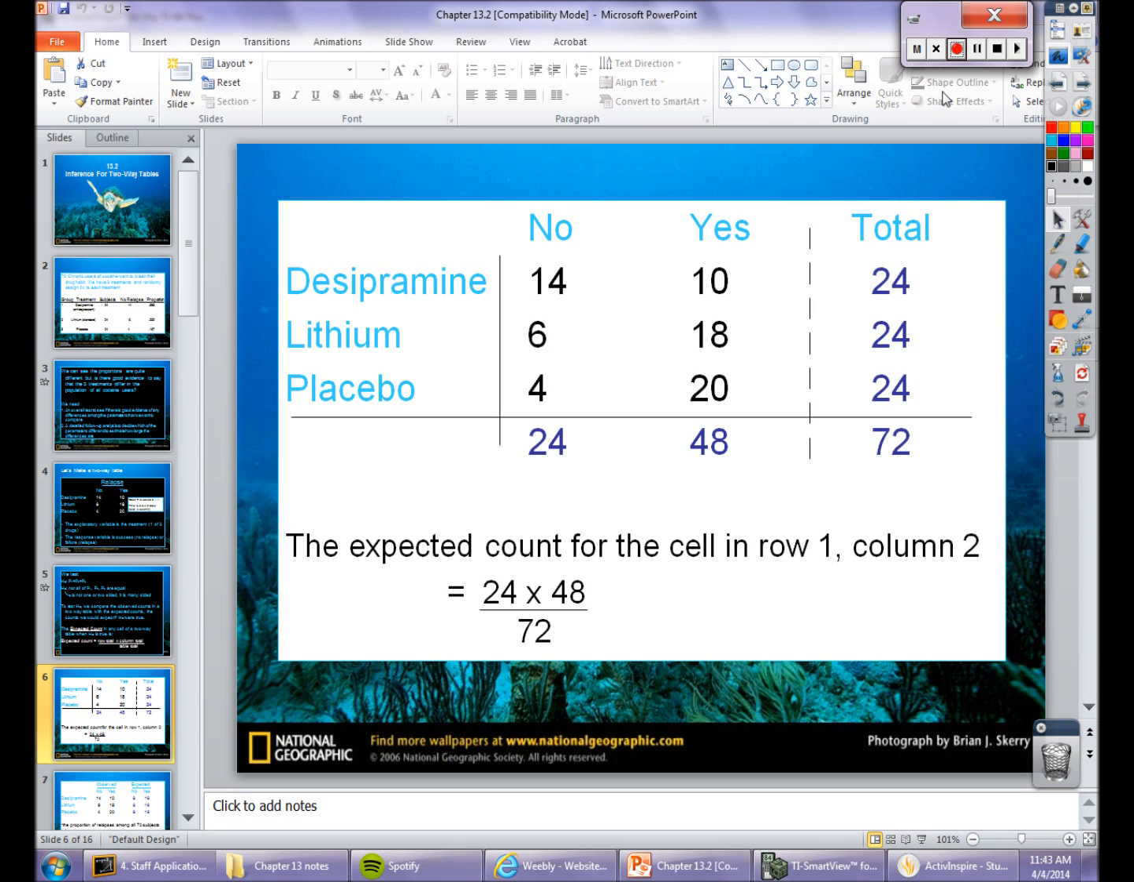So that's pretty much it for the ChiSquare test. Now let me show you how you can do all this on the calculator. You're going to need to go back to your 2-way table. We're going to have to enter this matrix into the calculator. Here's how we're going to do that.